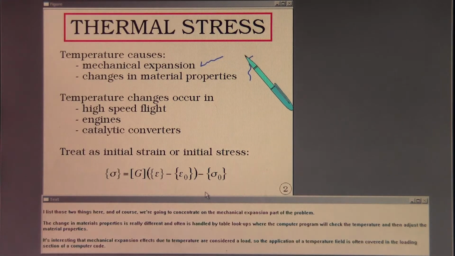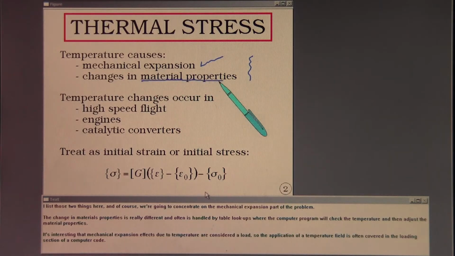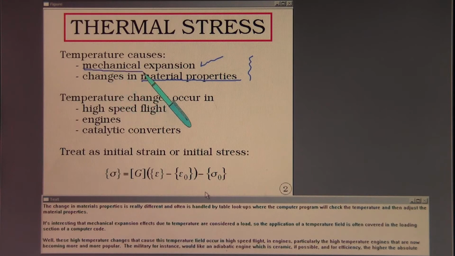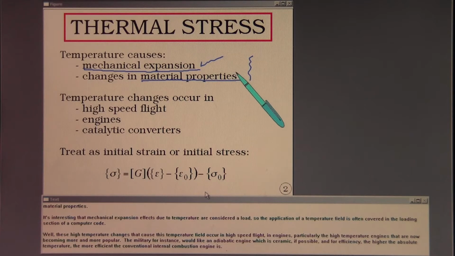problem. The change in materials properties is really different and often is handled by table lookups, where the computer program will check the temperature and then adjust the material properties. It's interesting that mechanical expansion effects due to temperature are considered a load, so the application of a temperature field is often covered in the loading section of a computer code.